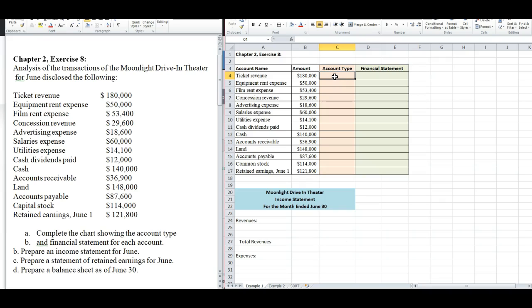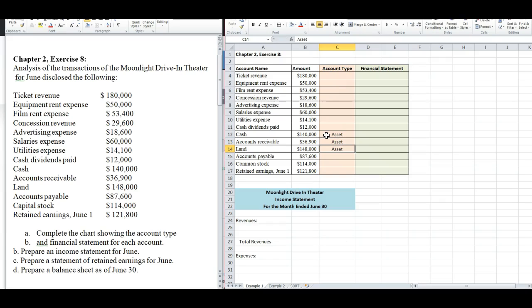Do you remember how we distinguish those? Assets are something that we own. So is there anything on this list that we own? Of course there is. There is cash. Cash is an asset. Land is something we have, so that's an asset. Accounts receivable is money we're going to receive from customers in the future. It's a promise to receive money in the future, so that too is an asset.